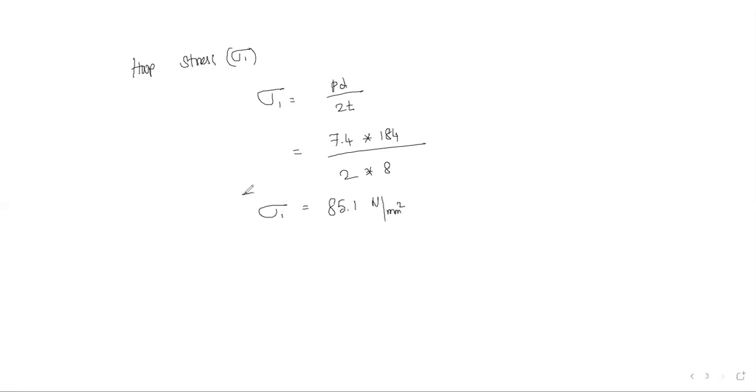Next we need the hoop stress, or circumferential stress, sigma 1. Sigma 1 is equal to P into D divided by 2T. We all know that. P value is calculated as 7.4, D value is 184 mm, and 2 into thickness is 8 mm. If I substitute these values, I get 85.1. So sigma 1 is equal to 85.1 Newton per mm square. So this is the answer for our given question.